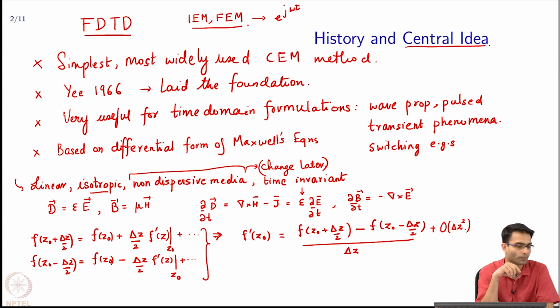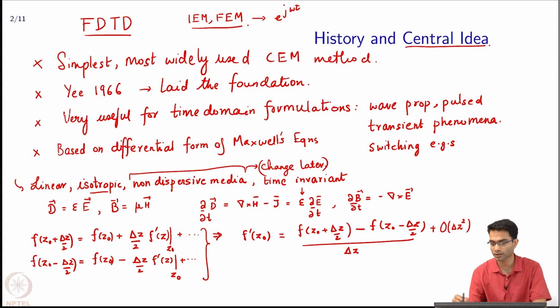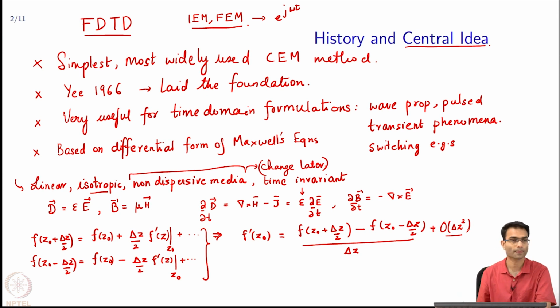It won't be cube because I'm dividing everywhere by delta z, right? Subtract these two equations and then divide by delta z. So I'm left with, because if you see, the second term on both of these is going to have a delta z squared, which will get cancelled off. The next term will be delta z cube, and when I divide by delta z, I'm left with the error term of order delta z square.